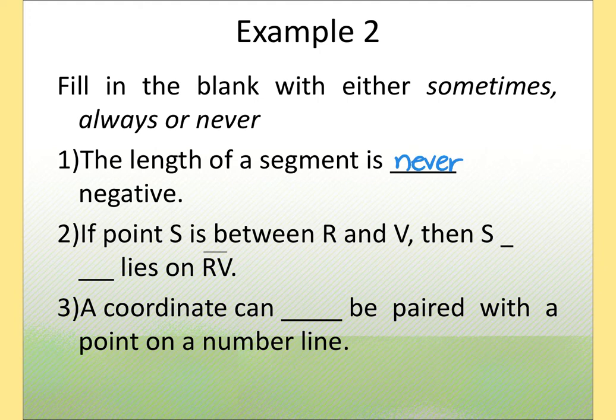2 says if point S is between R and V, then S blank lies on RV. Always. Okay, if it's between R and V, it has to lie on RV. 3 says a coordinate can blank be paired with a point on a number line. Go back to that ruler postulate. What was the wording on the ruler postulate? Always.